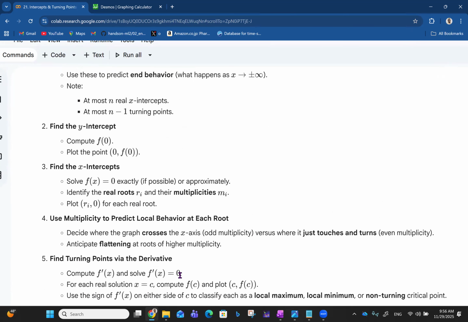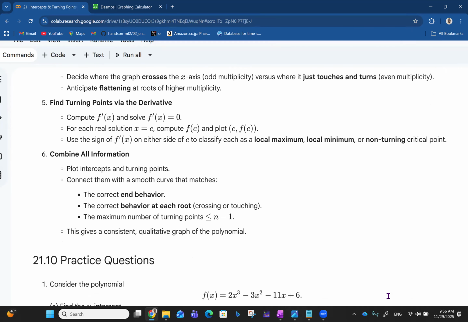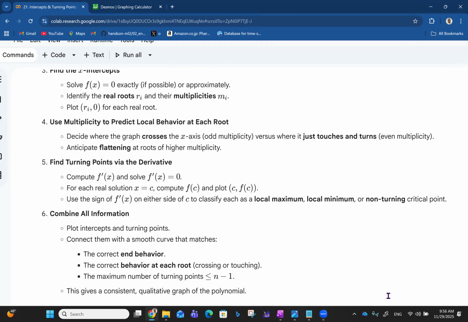Then compute f prime of x and solve f prime of x equals 0. For each real solution x equals c, compute f of c and plot (c, f of c). Use the sign of f prime of x on either side of c to classify each as a local maximum, local minimum, or non-critical turning point. Then finally, you combine all the information: plot the intercepts and turning points, and connect them with a smooth curve that matches the correct end behavior, the correct behavior at each root, crossing or touching, and the maximum number of turning points, which is less than or equal to n minus 1. This gives a consistent qualitative graph of the polynomial.